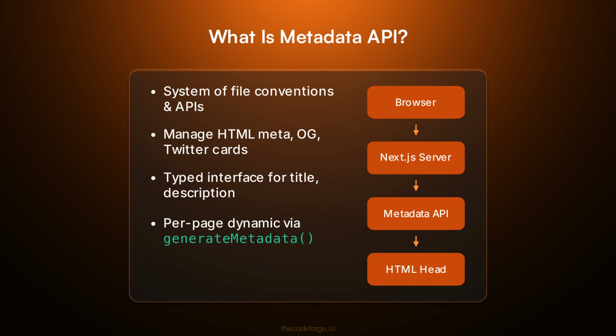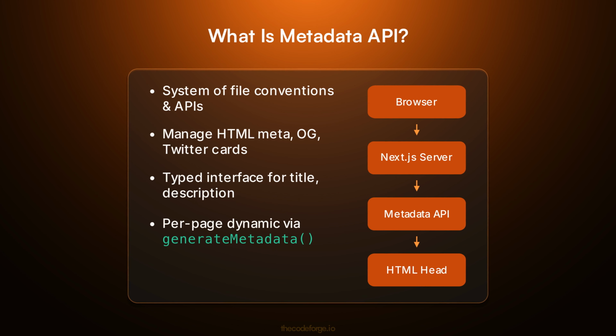Next.js Metadata API is a system for managing HTML metadata, open graph tags, Twitter cards, sitemaps, and search engine indexing. It provides a typed interface for setting title, description, canonical URLs, and social sharing tags. generateMetadata enables per-page dynamic metadata based on route params and fetched data.